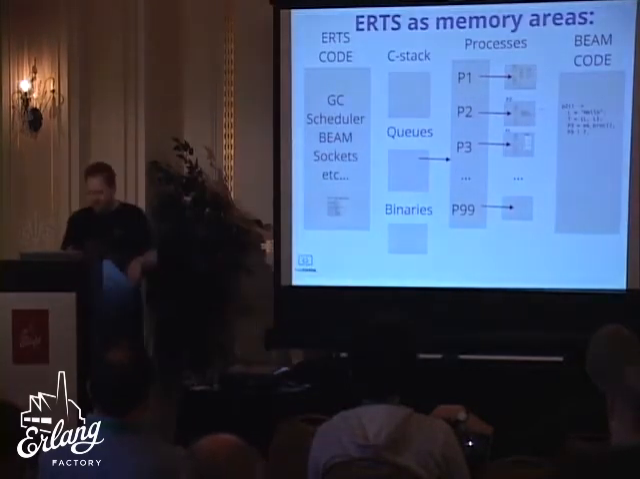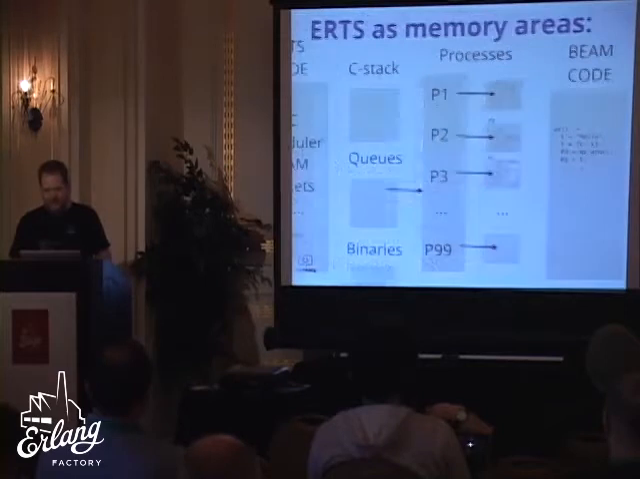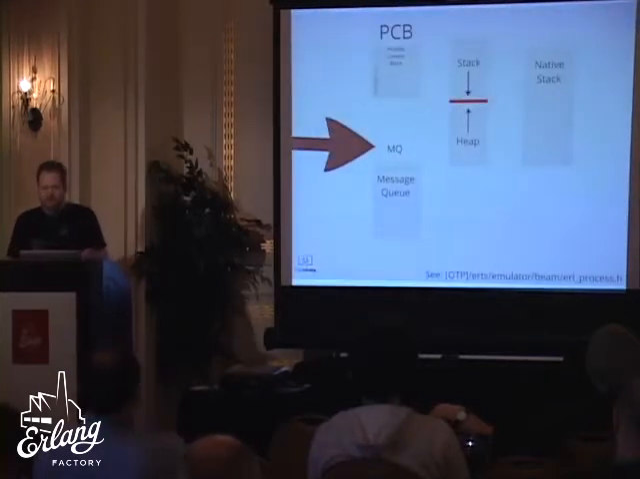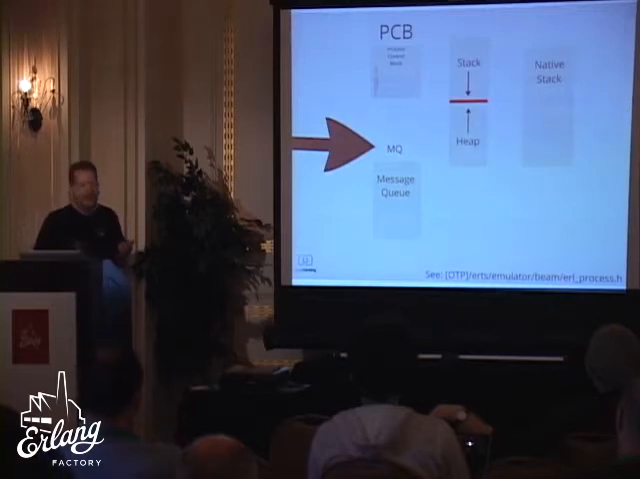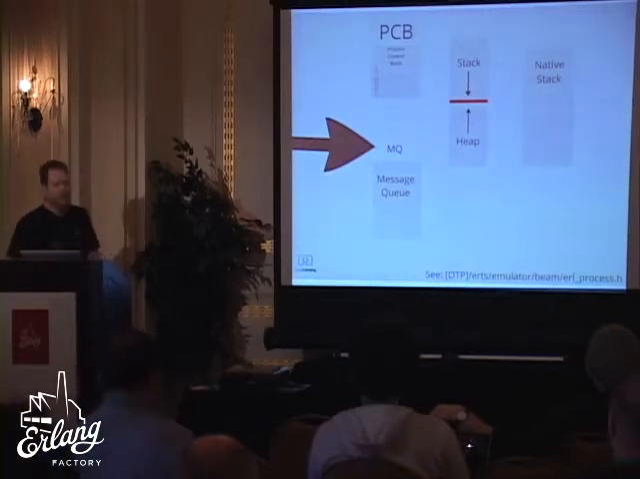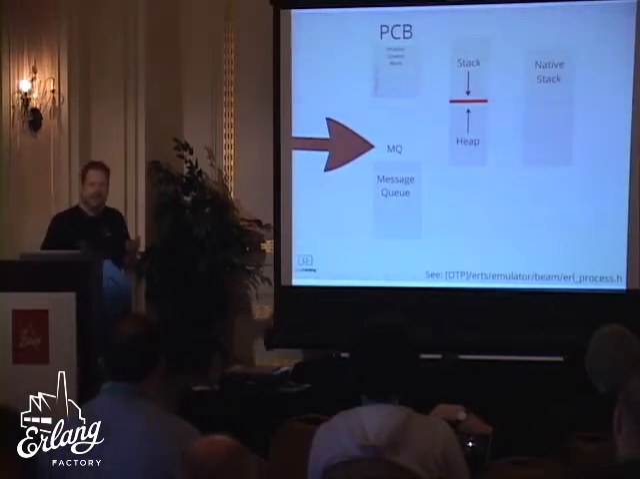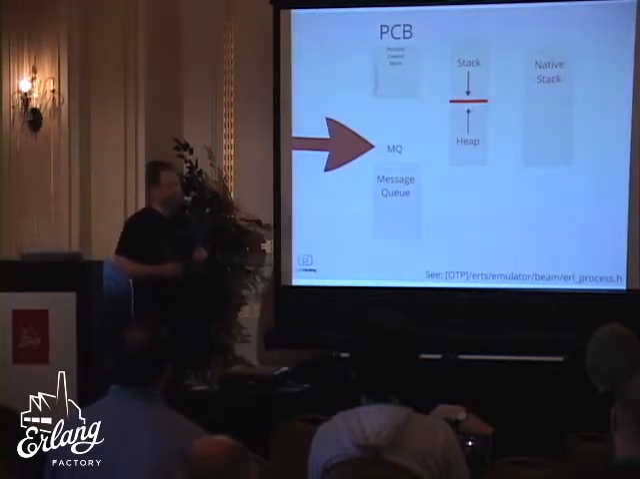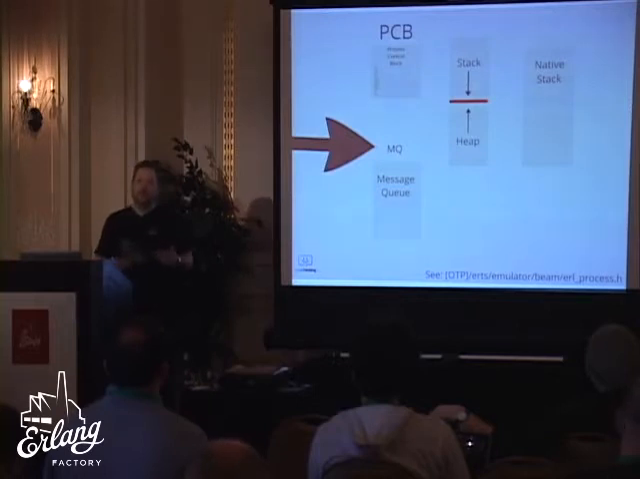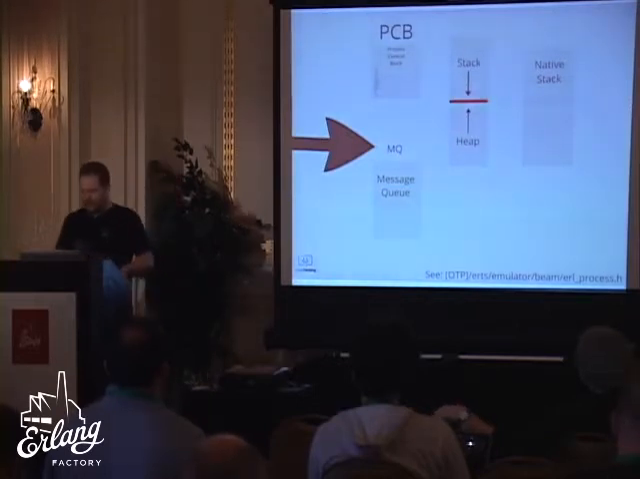So processes for us now is just memory. It's the process control block, the message queue. And then I lied a bit. So there's not a stack and a heap because they are one memory area growing together. But if you're running HiPE and native code, there's another native stack instead. So there's still 4 memory areas.